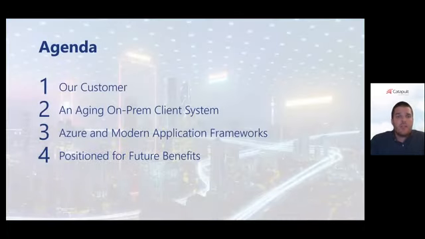So on the agenda today to talk more about the issue, I'm going to give you an introduction to the customer who we were working with, some of their problem statements around an aging on-prem client system, and then from the highest level, a technical view about the implementations that we made and the changes that we made and the migrations to modern application frameworks and to Azure, some of the outcomes of that, and then ultimately how that positioned them for future benefits.